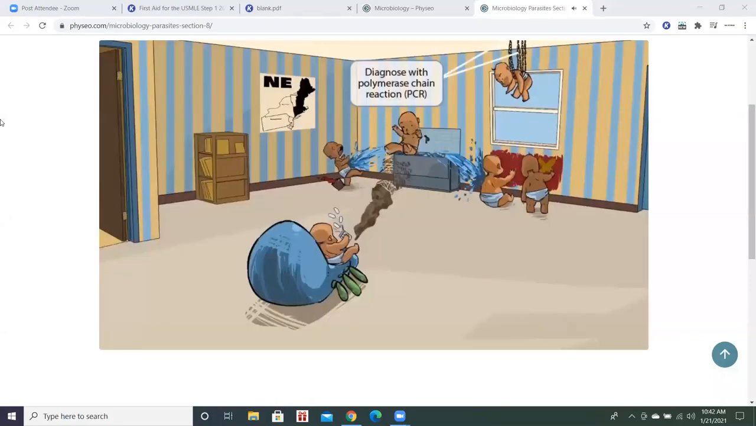Another way to diagnose babesiosis is through a polymerase chain reaction, or PCR. To help you remember this, we've included a baby here dangling from the ceiling by three chains. I don't know where the adults are at this daycare. Anyways, three chains stands for polymerase chain reaction.